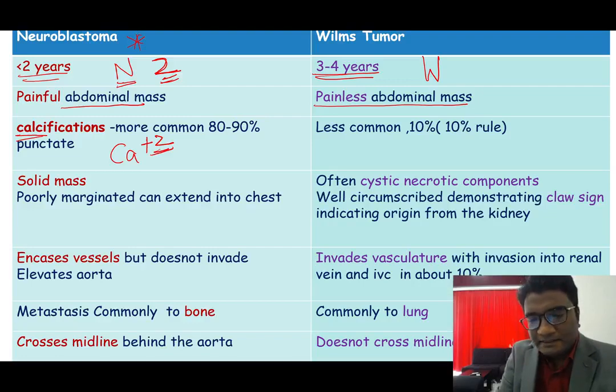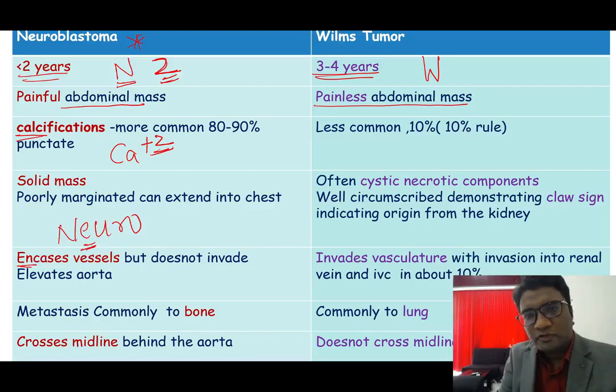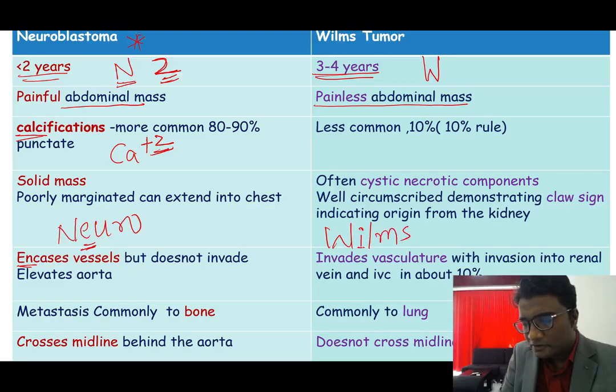And the neuroblastoma will encase the vessel. So I'll help you learn this also. Can you remember neuro like this? Neuroblastoma, it has E. So neuroblastoma encases the vessels. Whereas Wilms, WI, it has I in it. So it invades the vessels. So you can use these letters, right? Which encases the vessels, which goes around the aorta, around the vena cava, it is your neuroblastoma. Which invades the vessels, it is your Wilms tumor, right?